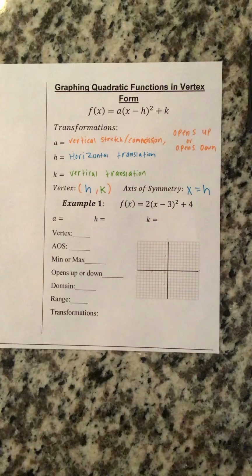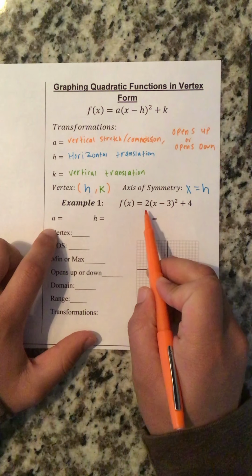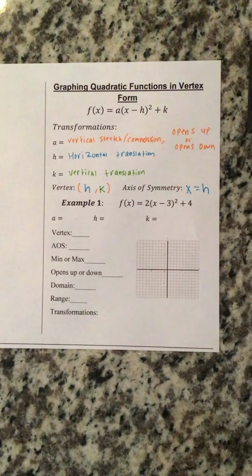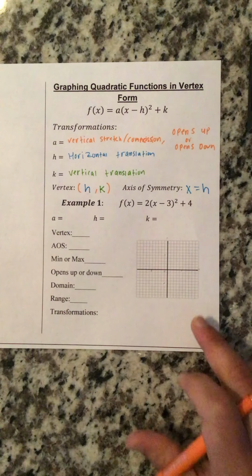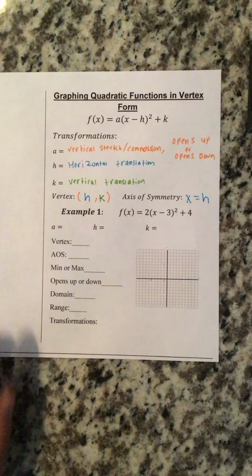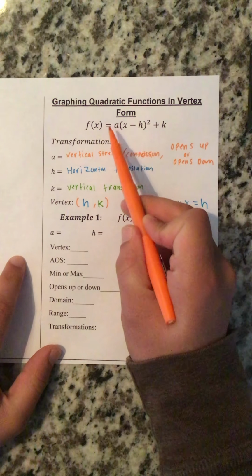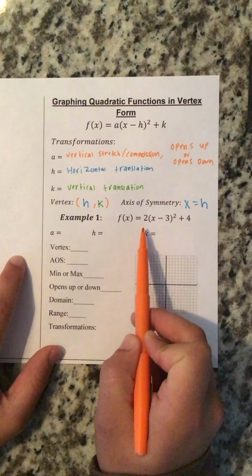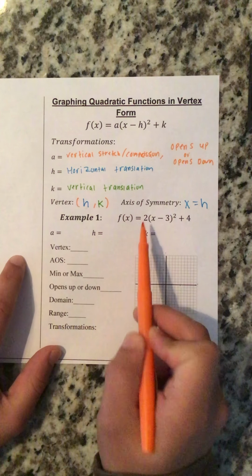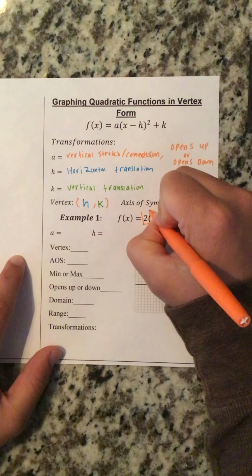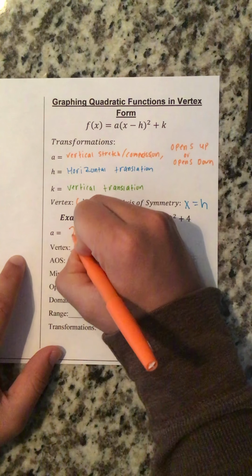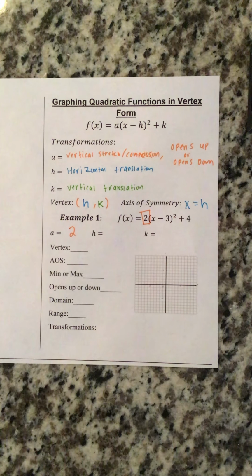So for example 1, I have f of x equals 2 parentheses x minus 3 squared plus 4, okay? The first thing I want to do is identify the a value. If we look up here, the a value is whatever's in front. So for example 1, what's in front is the 2. So all I'm going to do is write a equals 2. Okay? Easy.